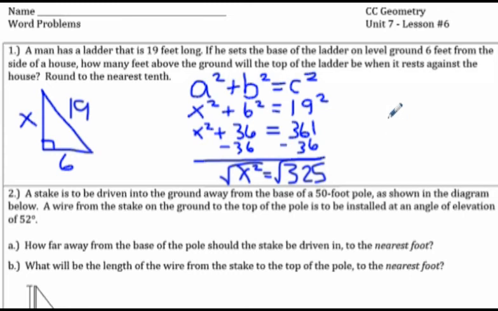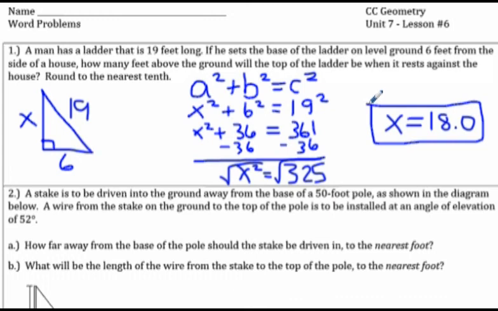The nearest tenth comes out to be, okay, this is important here. It actually comes out to be 18.0, and I know it seems like it's not important to write the 0, but you have to write it because it says nearest tenth. If I only put 18, that's just the nearest unit, or like a whole number. So 18.0. And there we go with number 1.